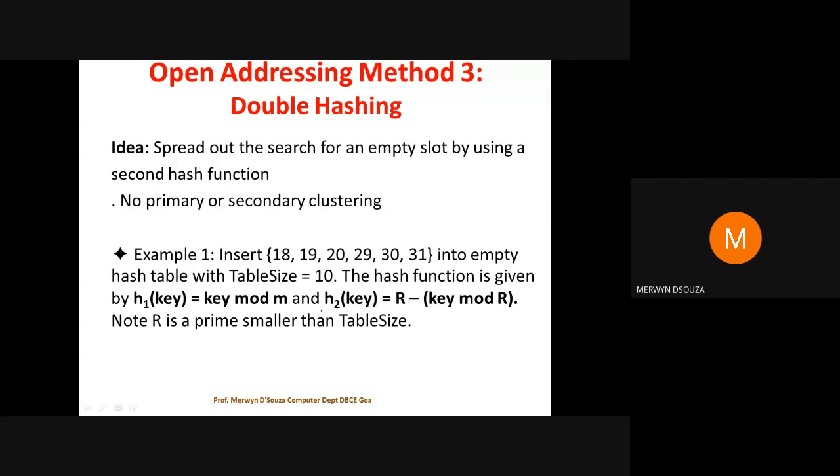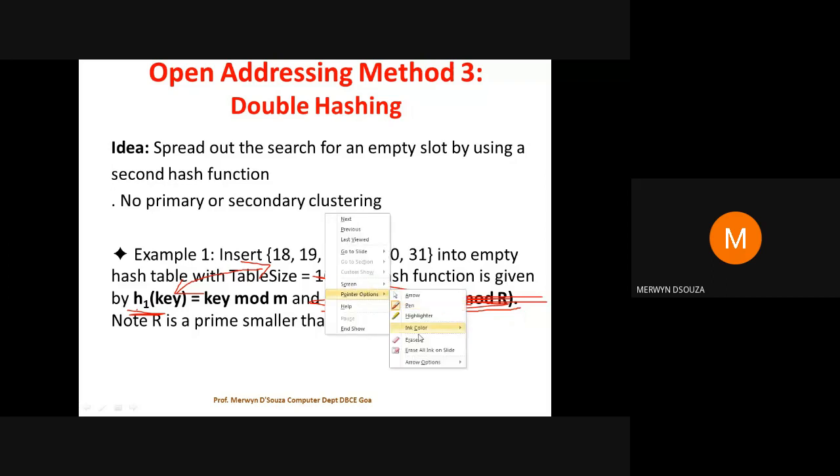This second hash function is to be used only if there is a collision. If no collision, do not use this. Only insert the data using H1. If there is no collision, insert all this data using H1. You are not going to insert the data by using H2. H2 is to be used only if there is a collision.